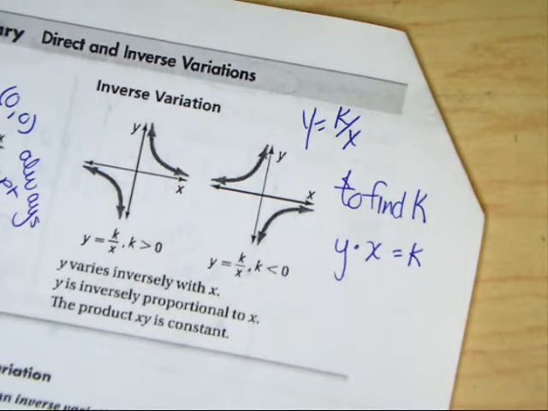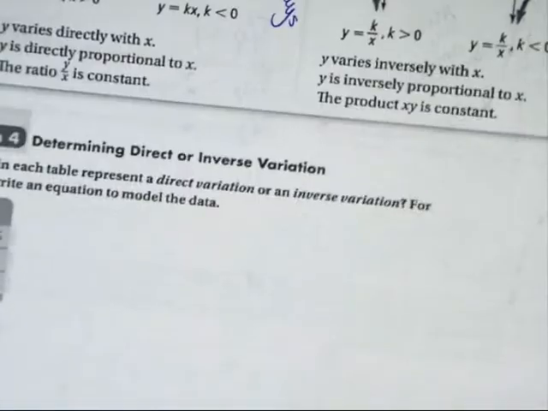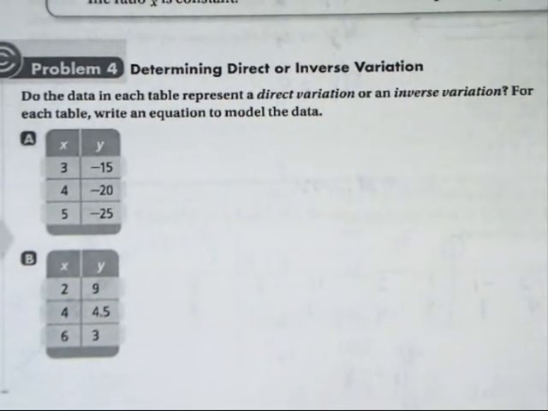Alright? Now what we're going to do is go into problem 4 and see how good you are at applying that concept. Problem 4: Does the data in the table represent direct variation or inverse variation? For each table, write an equation that models the data. So let's look at part A.